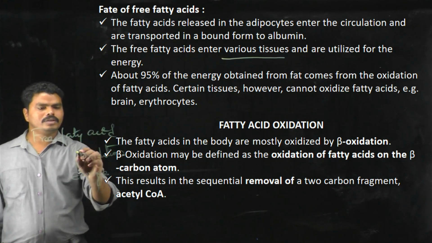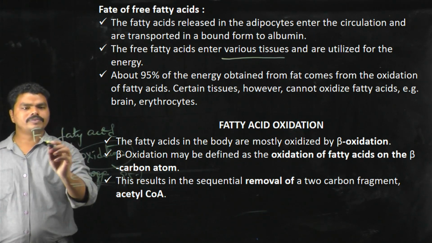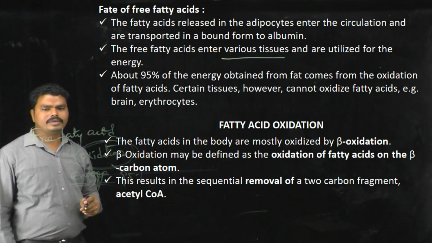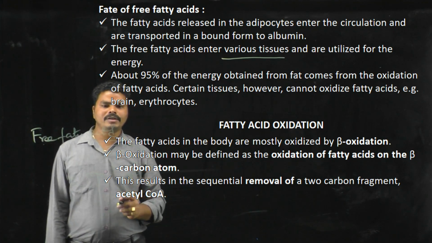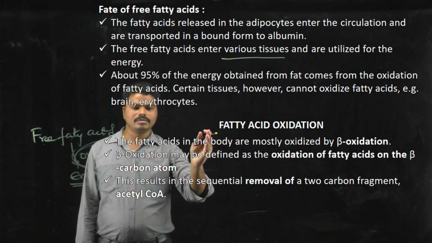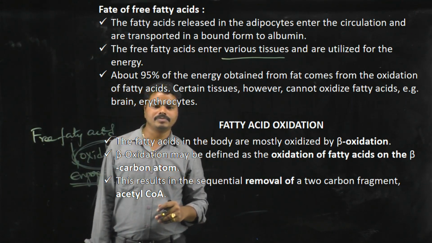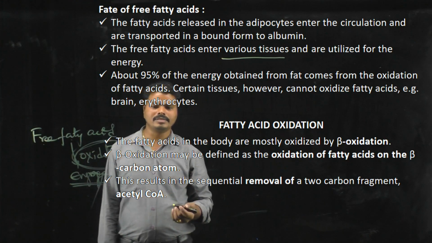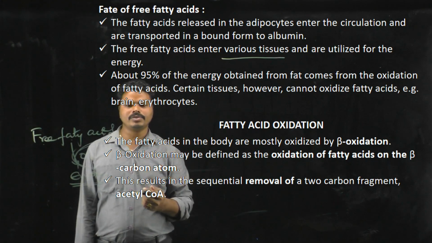Okay, so it happens about 95%. So 95% of energy produced from free fatty acids is due to the oxidation process. This oxidation process happens in different types of tissue, but it does not happen in the brain and erythrocytes. So the oxidation of free fatty acids to produce energy does not happen in the brain and erythrocytes.